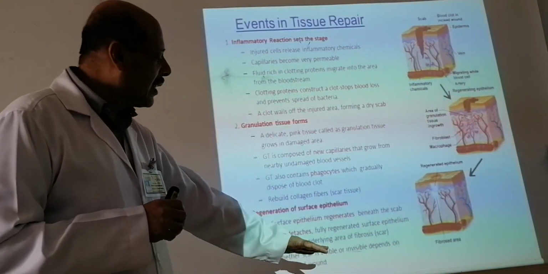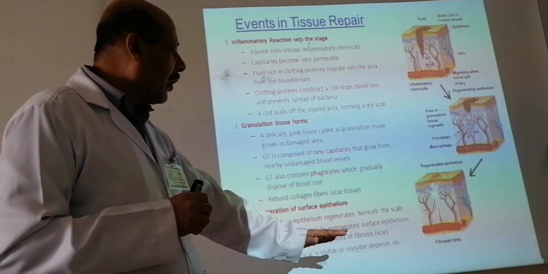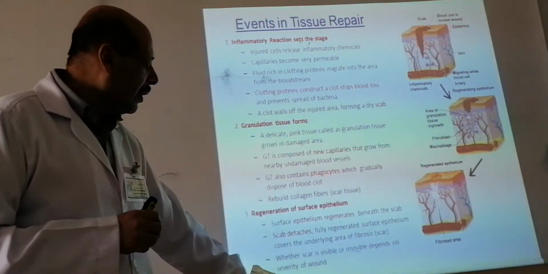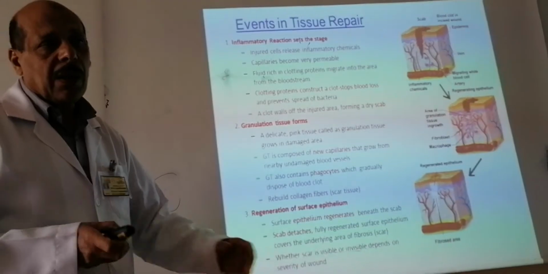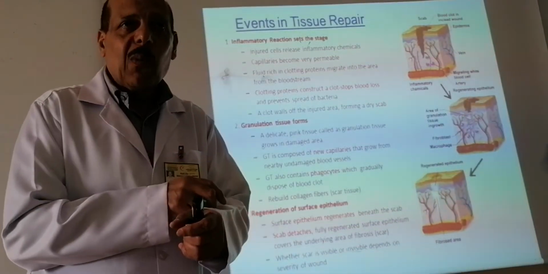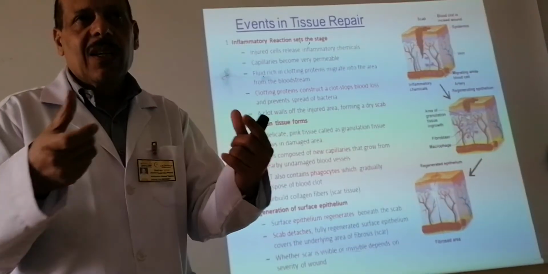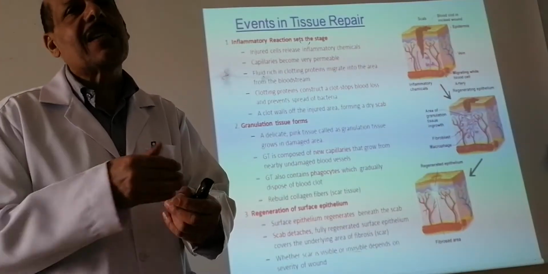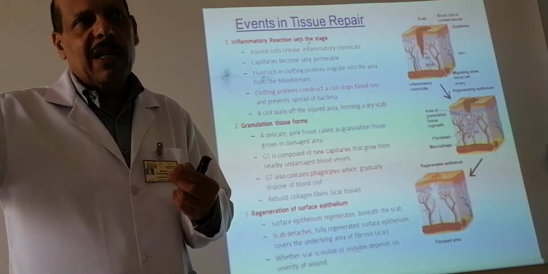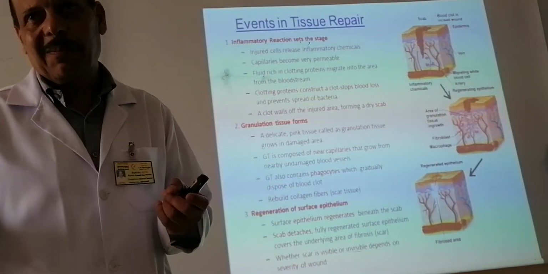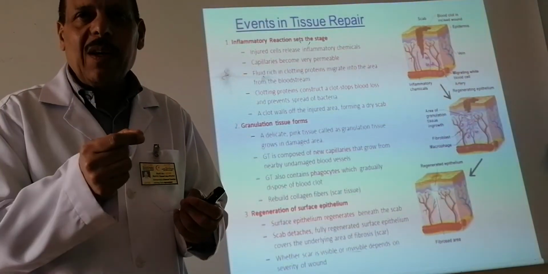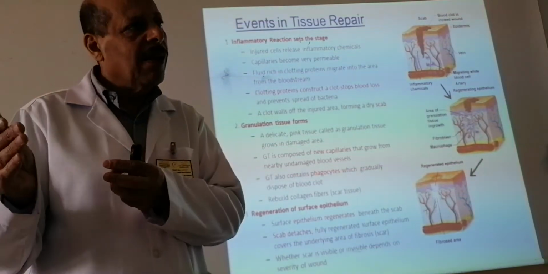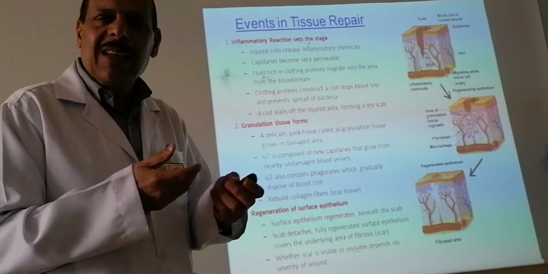Whether the scar is visible or invisible depends on the severity of the wound. When the wound is too big, when the crushing is over a large area, when it is irregular, you will see the scars, and the scar might be there for life sometimes. If the wound is small, sometimes the scar will be there for a period of time. After that, it will disappear.